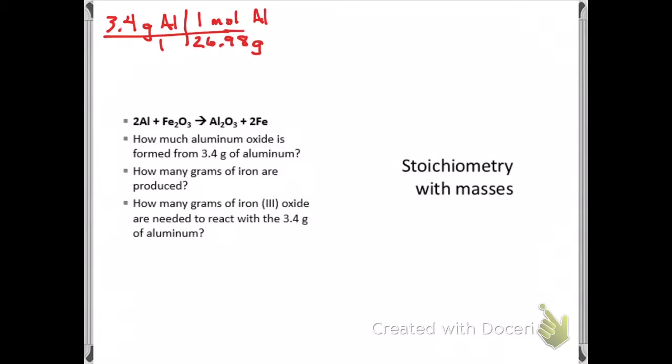So this is a new reaction, and you can see it again in bold, and we want to know how much aluminum oxide is formed from 3.4 grams of aluminum. So in the red, you'll see the very first step. This is what was in black before. I started with 3.4 grams of aluminum, found the molar mass of aluminum, and divided by that. Again, our units are set up so that units cancel. We're left with moles, and you should get 0.126 moles of aluminum in 3.4 grams of aluminum.